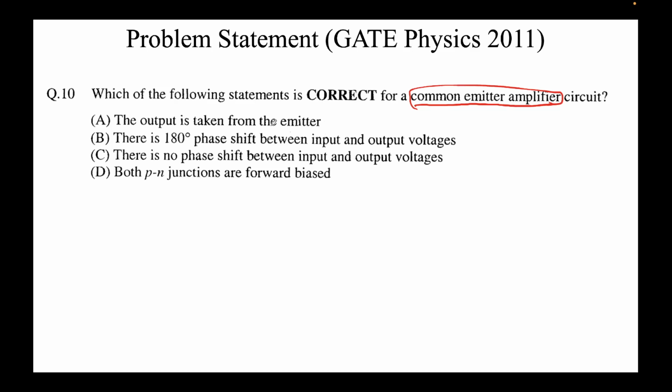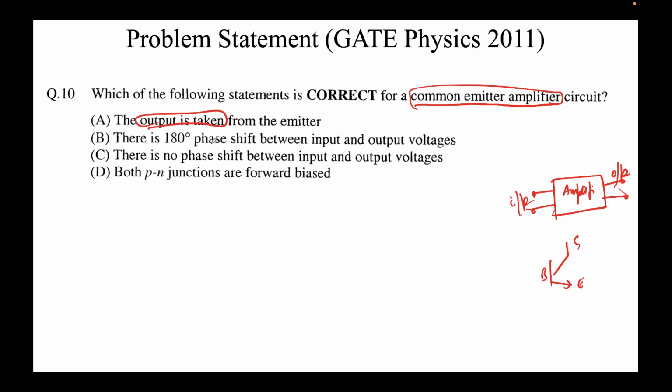But first let's study the options themselves, because that will give us a better understanding of this common emitter amplifier circuit. So first, option A talks about the output is taken from the emitter. So this means usually in any amplifier, there is an input side and there is an output side. On a BJT we have 3 terminals, usually collector, emitter and base. So which one is the input, which one is the output? That's the question the first option is asking.